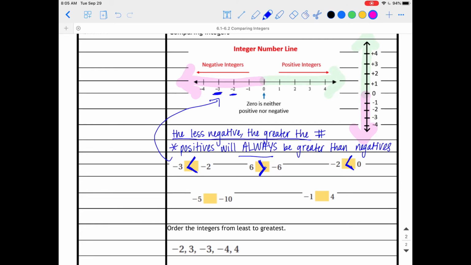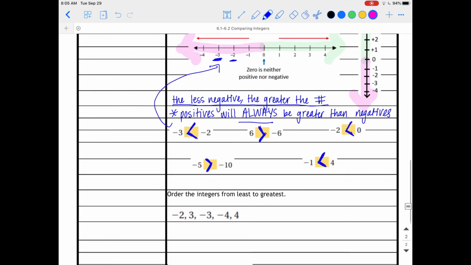-5 and -10. Remember, the less negative, the greater the number. We want less negatives when we're buying something important. So we're going to say -5 is greater. And in this case, once again, we have -4 and +4. Remember, any positive number is going to be greater than a negative number. So +4 is going to be that value right there.